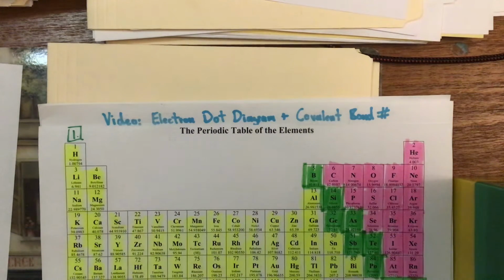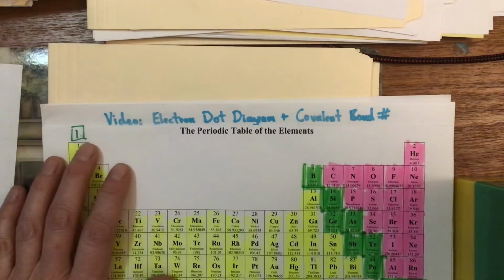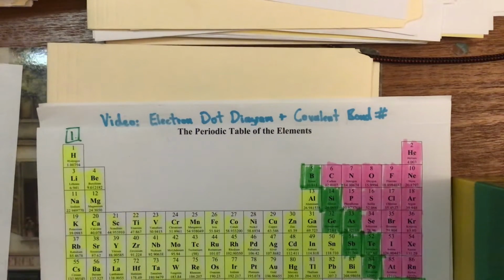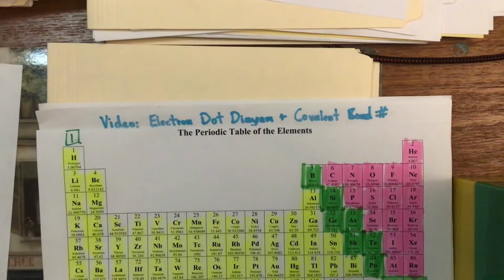Hi, this is Ms. Nickel, and this video is going to be on electron dot diagrams, how to draw them, and how to use them to find the number of covalent bonds a nonmetal element will form. Okay, so when we're talking about metals and nonmetals, what do we mean?